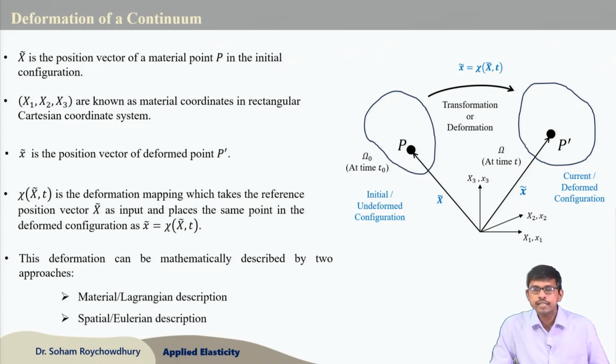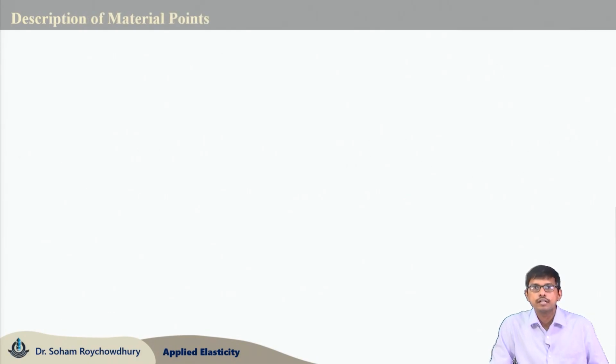The first one is called the material or Lagrangian approach, or material or Lagrangian description, whereas the second one is called the spatial or Eulerian description. Now in case of material or Lagrangian description, we are doing all the calculations with respect to the initial or undeformed state, whereas for the case of Eulerian or spatial description, all the calculations are done with respect to the deformed or the current configuration. So for the description of the material point, we are choosing any material point and we are going to describe it with respect to both approaches.